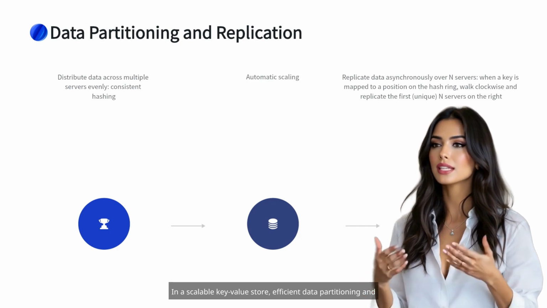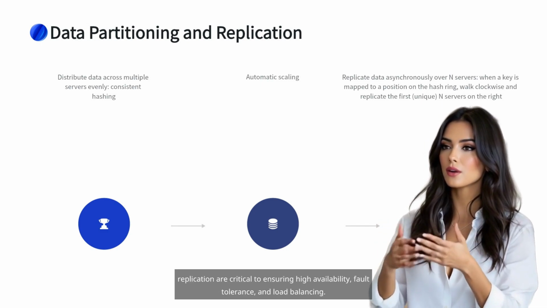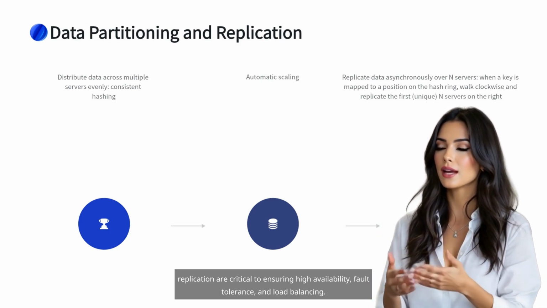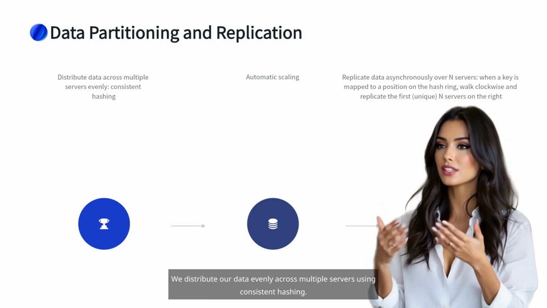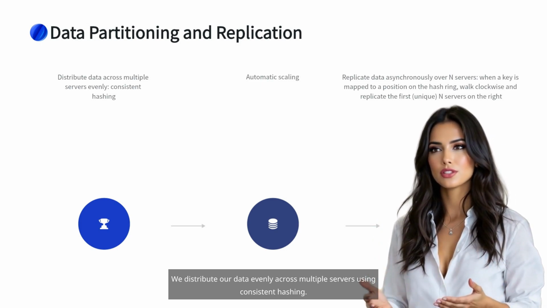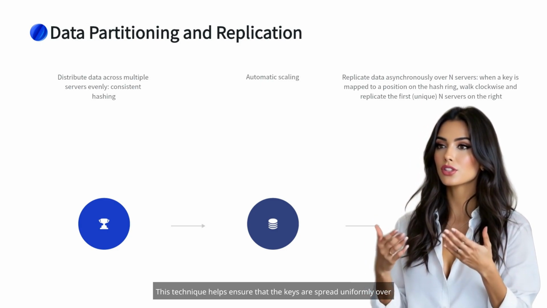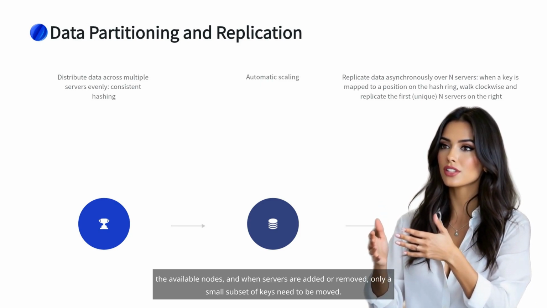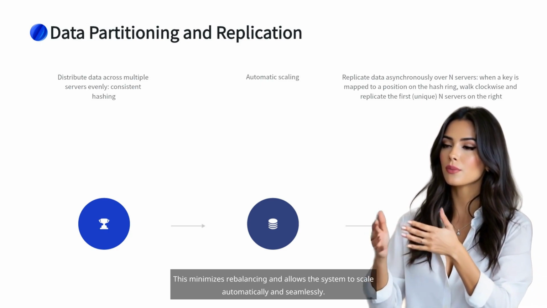In a scalable key-value store, efficient data partitioning and replication are critical to ensuring high availability, fault tolerance, and load balancing. First, let's talk about data partitioning. We distribute our data evenly across multiple servers using consistent hashing. This technique helps ensure that the keys are spread uniformly over the available nodes, and when servers are added or removed, only a small subset of keys need to be moved.